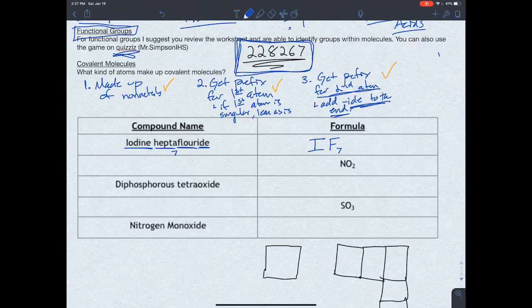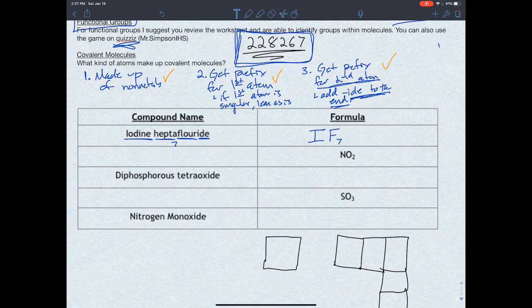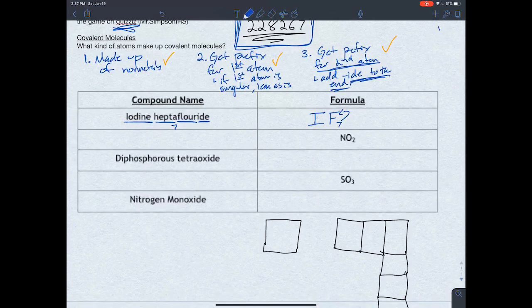If you're getting mixed up with subscript and exponent, you're going to want to make sure you know that a subscript tells you how many of these you have. Subscript tells you how many of the preceding atom you have. So here we have iodine, and we have 7 fluorines, okay? Let's go on to the next one.